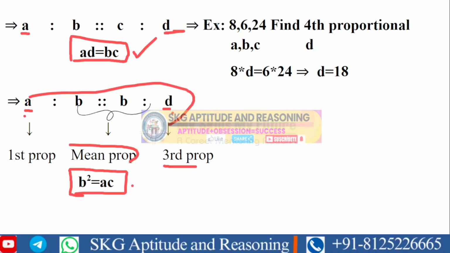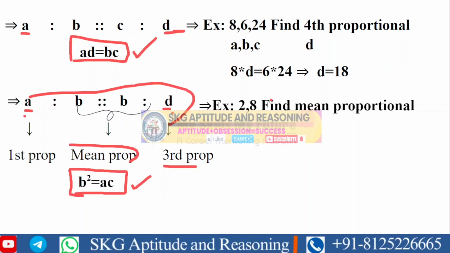Suppose we are given a formula like this, B square equals AC. We use this formula when two values are given and we are asked to find the mean proportional, the third proportional or the first proportional. Likewise, you need to remember. In order to understand this, let us consider one example here.